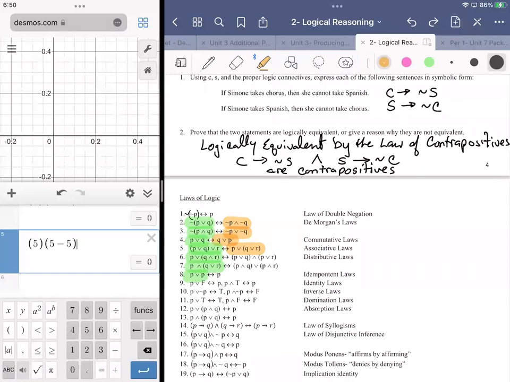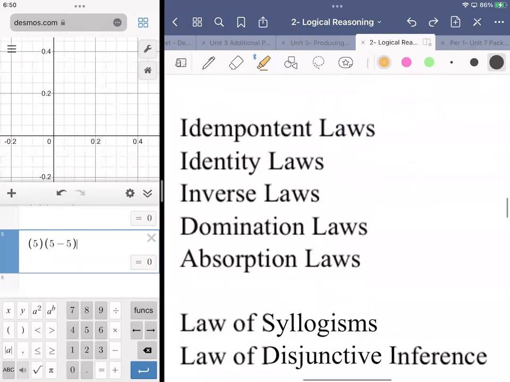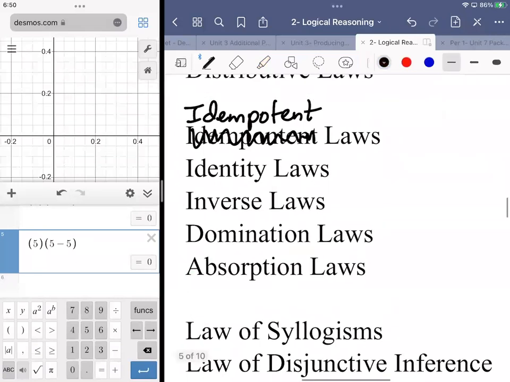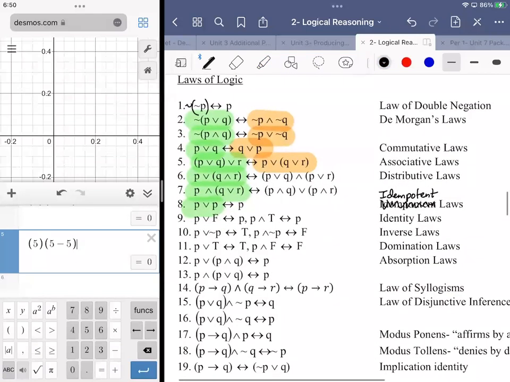All right, the idempotent laws. Oh, spelling typo. Potent, not pontent. Jeez. And this didn't even get picked up. Well, maybe it did. Maybe I just ignored it. Idempotent. All right. So for that one, that's number 8.